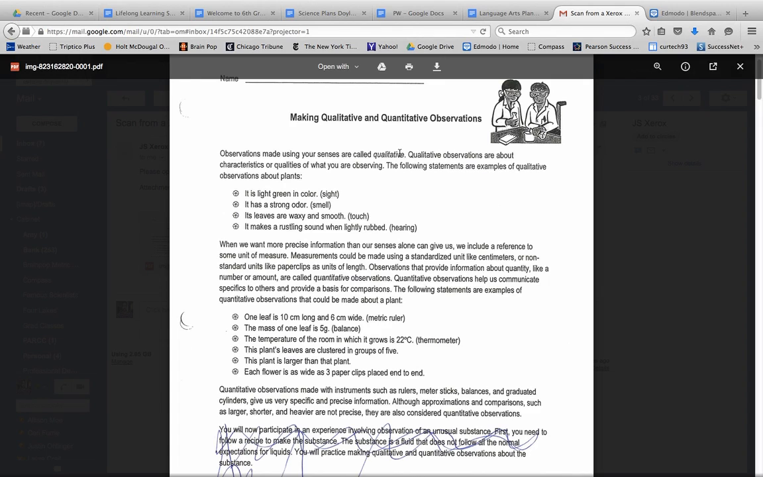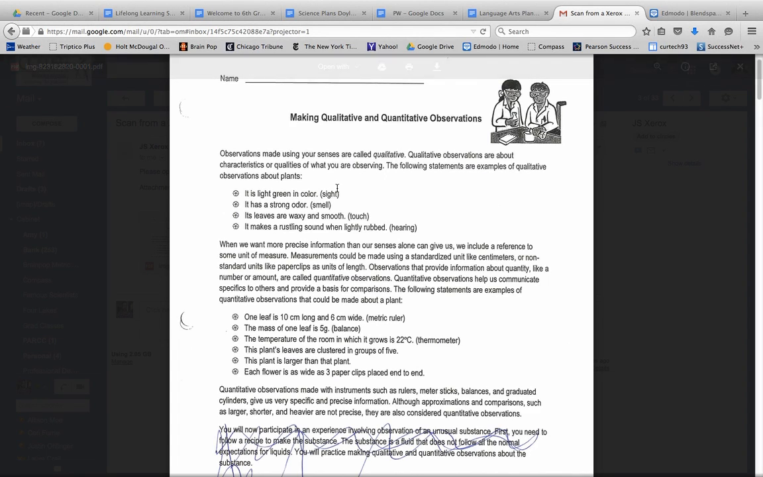Basically, a qualitative observation is based on qualities like your 5 senses. So if you notice the color of something, or its smell, or its texture, its touch, or how something sounds. We don't taste too many things, but taste could also be a qualitative observation.